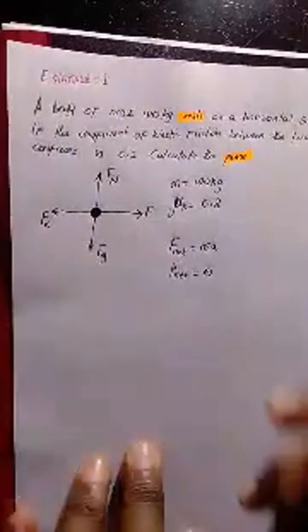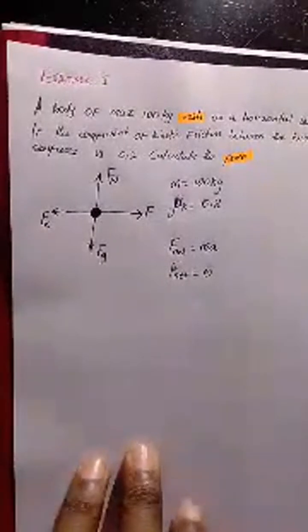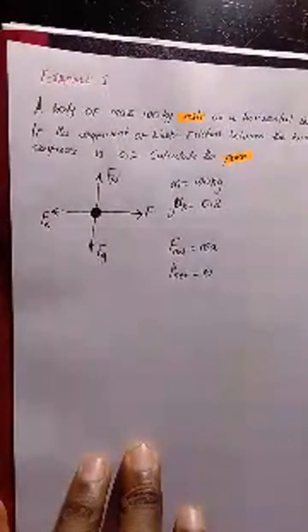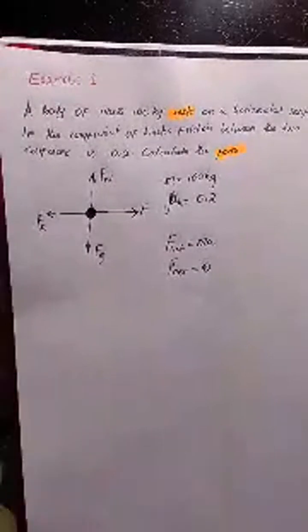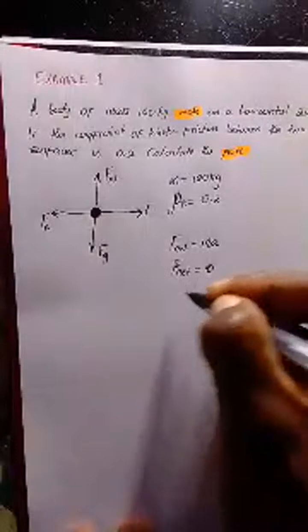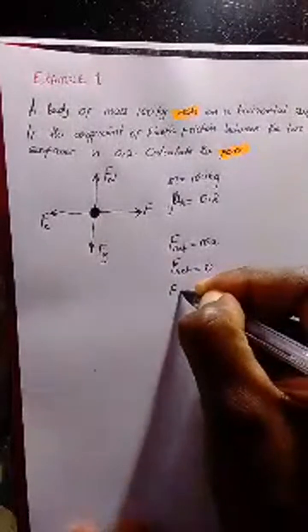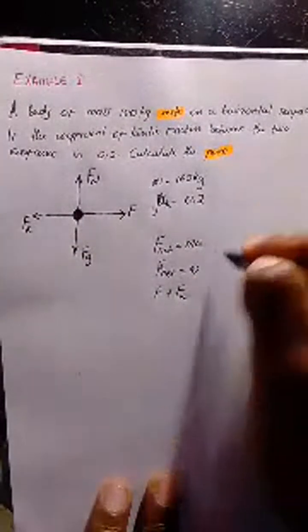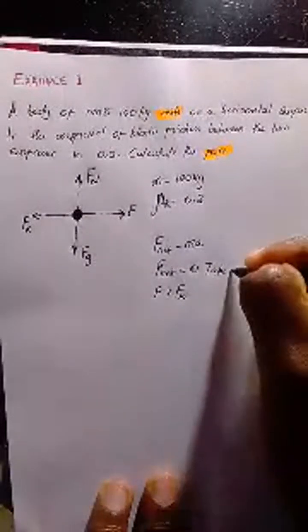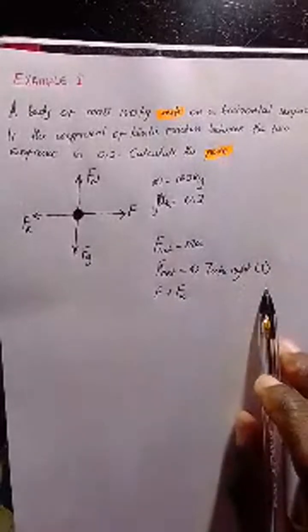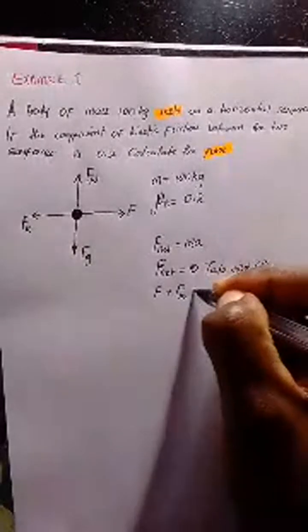Now your first step, you need to calculate the kinetic friction. We are going to take the sum of all the horizontal forces. So you are going to say F plus Fk. We need to take a direction now. You are going to say we take right as positive, so everything that is going to the left is negative. This equals 0.